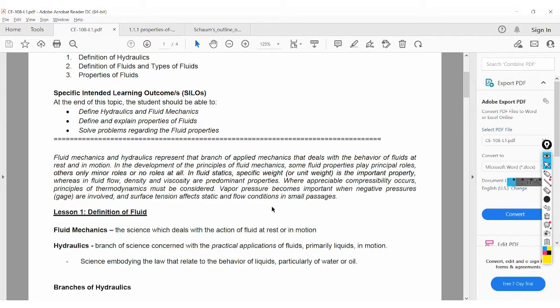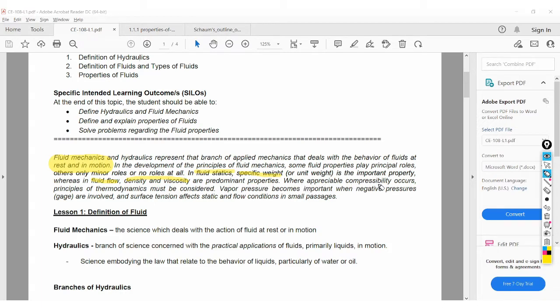Fluid mechanics and hydraulics represent that branch of applied mechanics that deals with the behavior of fluids at rest and in motion. In the development of the principles of fluid mechanics, some fluid properties play principal roles, others only minor roles or no roles at all. In fluid statics, specific weight or unit weight is the most important property, whereas in fluid flow, density and viscosity are the predominant properties.